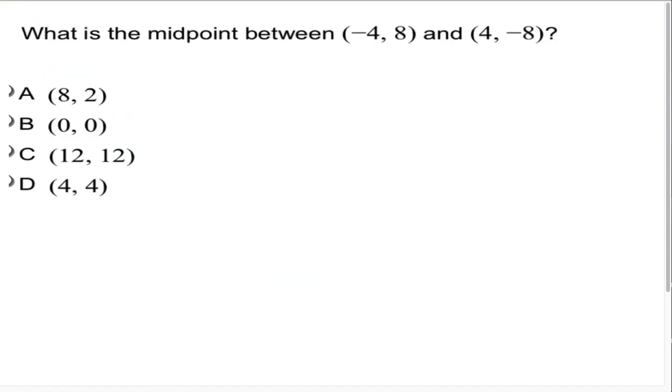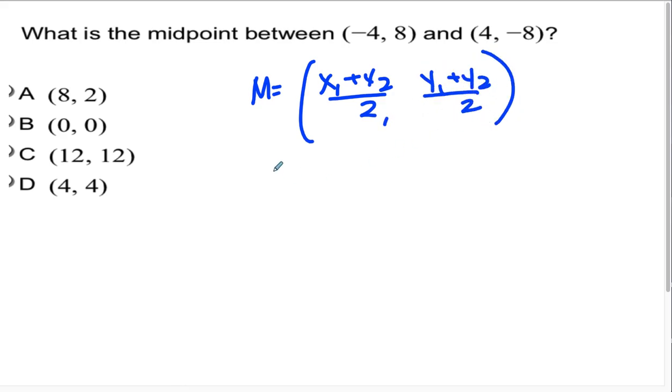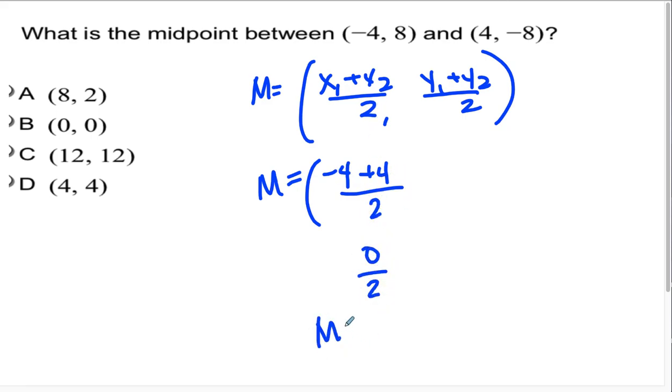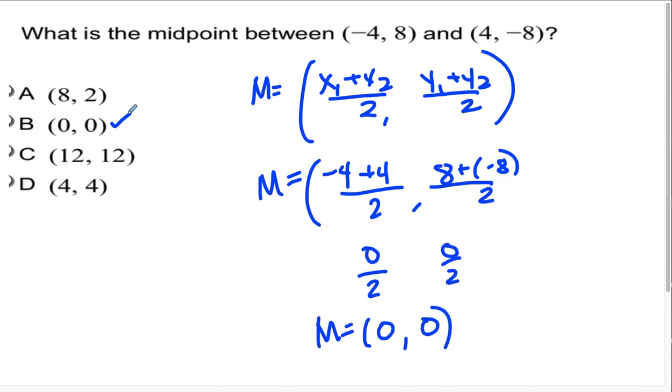My last example says, what is the midpoint between negative 4, 8 and 4, negative 8? So I'm going to use my midpoint formula. And again, as you can see, I'm writing my formula over and over again because it helps me remember it. So x sub 1 is negative 4 plus this 4. Negative 4 plus 4 is 0, and then over 2, my midpoint starts at 0. So you can kind of tell this is going to be choice B. Anyway, let's keep going. So this is 8 plus negative 8 over 2. Again, that's going to give me 0 over 2, which is going to give me 0. And that is it.